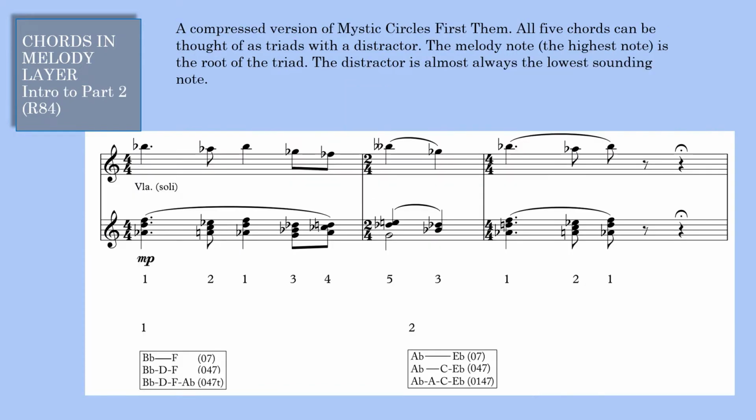This melody is a compressed version of what will later turn out to be the main tune of Mystic Circle. All 5 chords can be thought of as triads with a distractor. The melody note, the highest note, is always the root of the triad. The distractor is almost always the lowest sounding note.